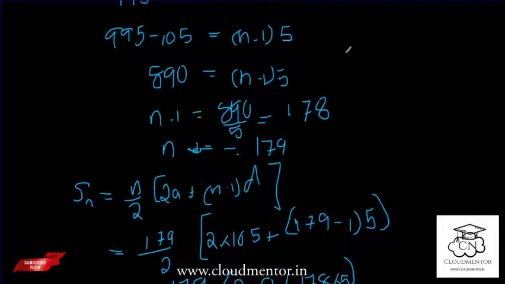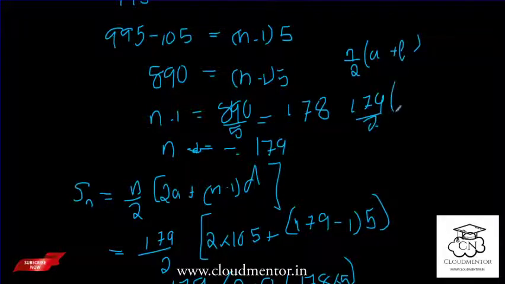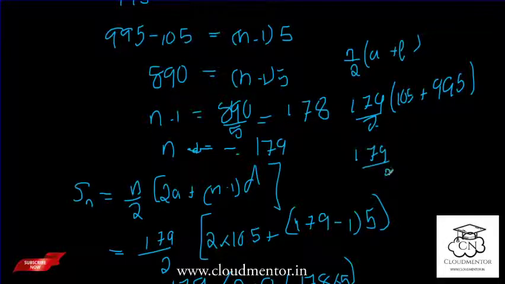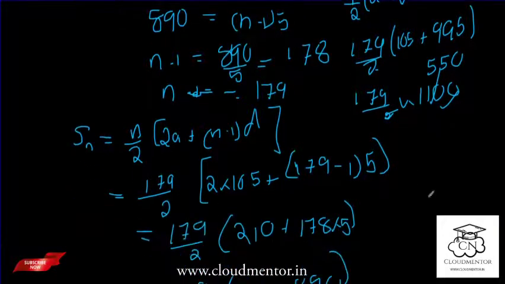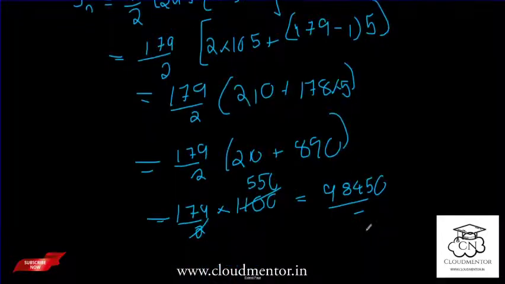You can simply apply the other equation, n by 2 into first term plus last term. That is, 179 by 2 of a, which is 105, plus 995. You will easily see both are the same. That is 179 by 2 of 1100. So the same final answer is obtained here also. You can choose the easier one. The easier one is the second one.